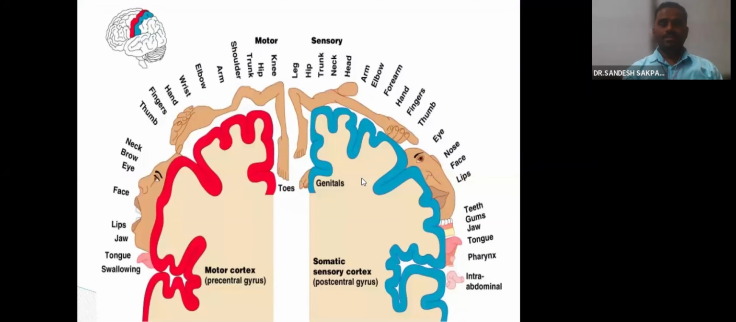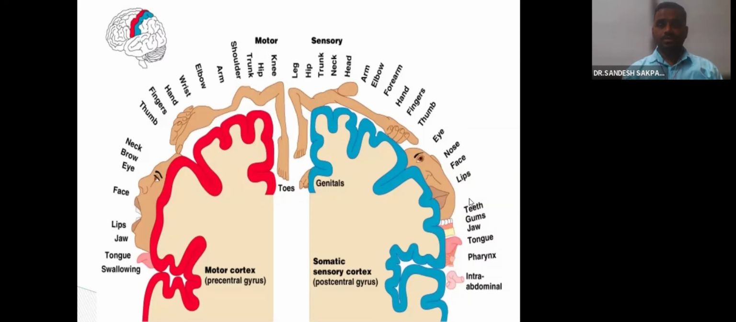We have the homunculus representation of the body, which is upside down. Now the homunculus representation has been changed, so we have a new homunculus representation as well. This is the old one. We can see the sensory and motor areas. We have maximum representation of the thumb, and the lower limbs are represented inside the two hemispheres, whereas the face is on the superior lateral surface of the brain, in the motor cortex and sensory cortex. We can see here.